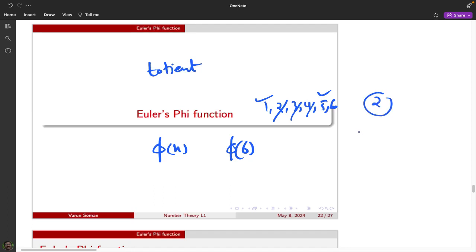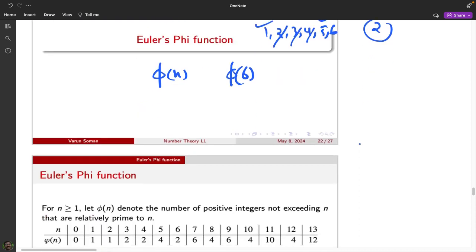Even if you take less than or equal to n, the number would still be the same. Different books have different definitions, but the basic idea is the number of positive integers less than n and relatively prime to n. Both definitions are correct. So that is called Euler's phi function.